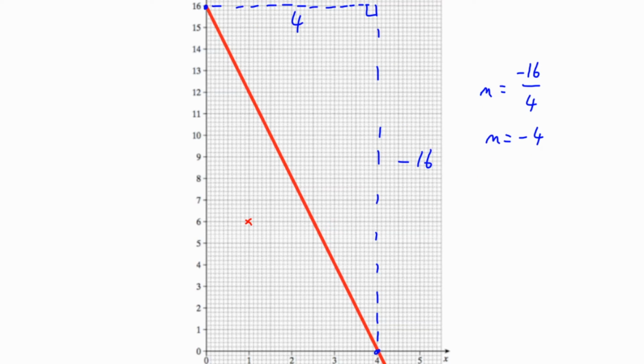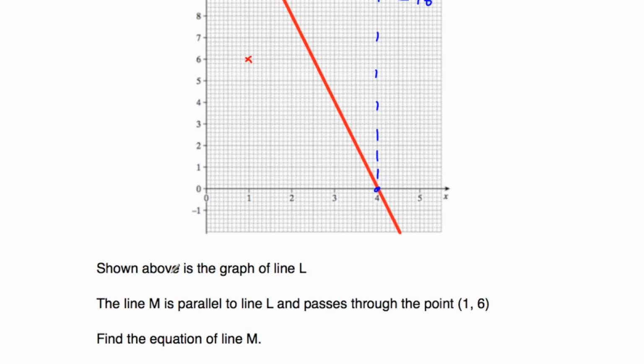And if we go down to our question again, the question said, the line M is parallel to this line, so it'll be in the form y equals mx plus c. It's a straight line, and it's parallel to this line, so it'll have the same gradient, y equals minus 4x plus c. So we've got y equals minus 4x plus c.